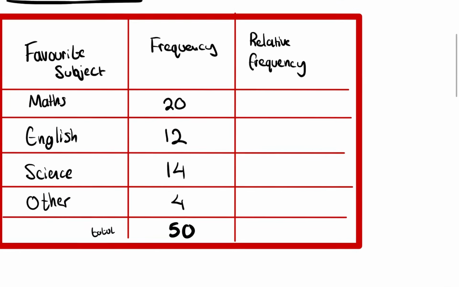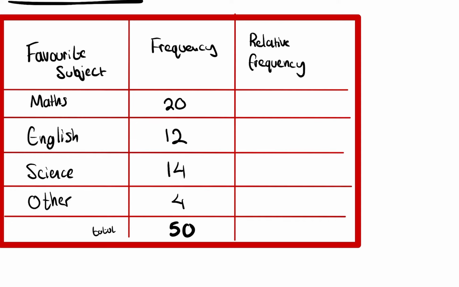So for maths, the relative frequency is just 20 over our total, 50. For English, it's going to be 12 over 50. Science will be 14 over 50. And all other subjects will be 4 over 50. Now, I've left a gap because with probability, what we tend to do is convert this to a decimal.